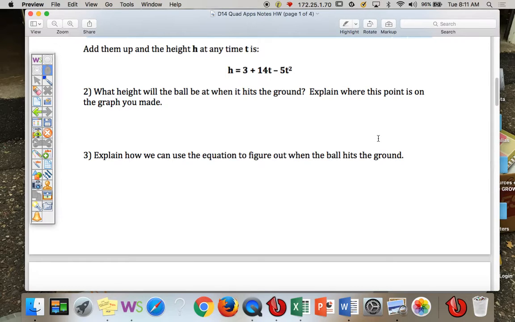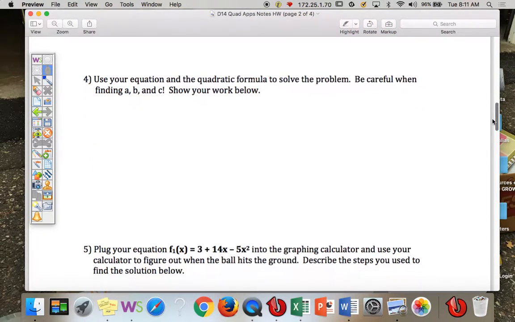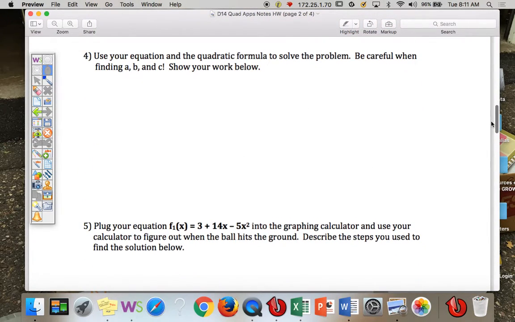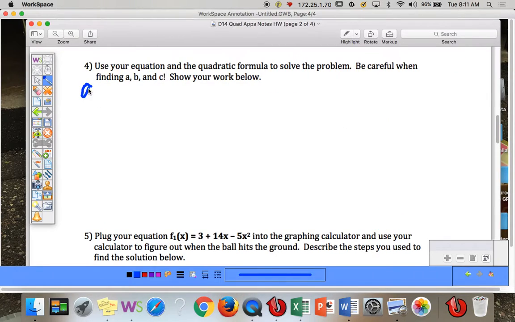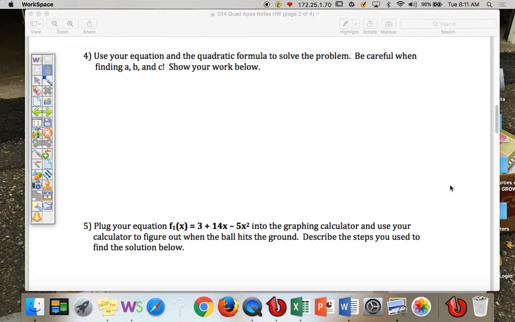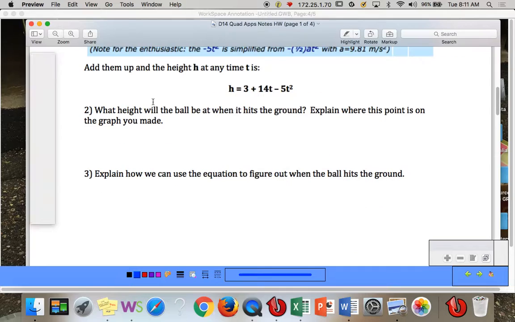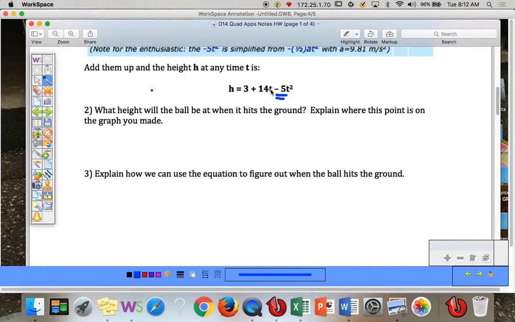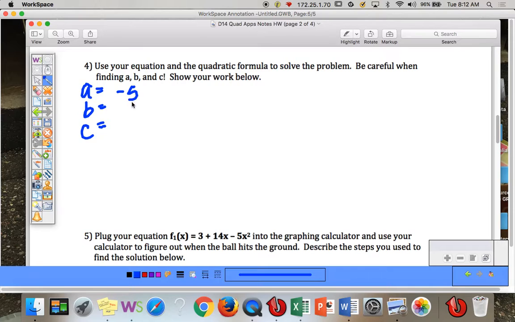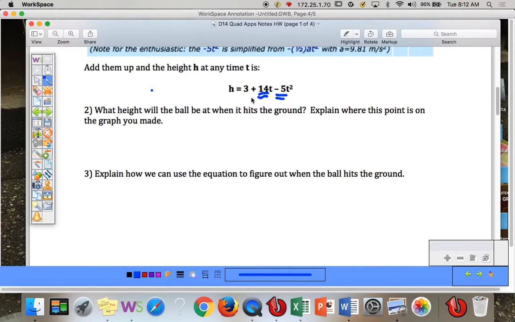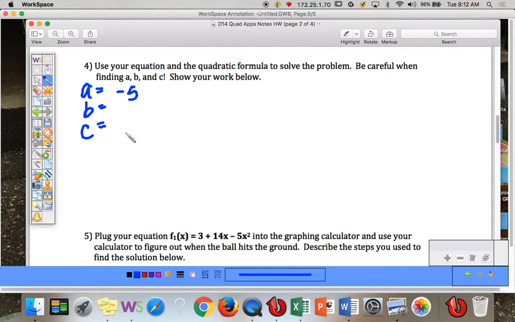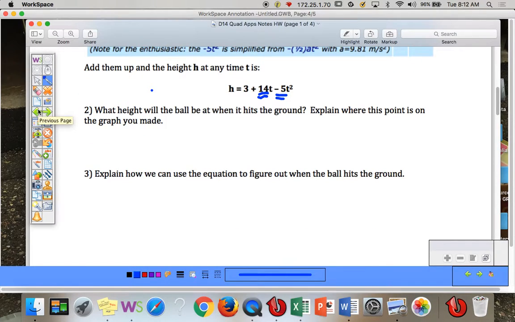Explain how we can use the equation to figure out when the ball hits the ground. Well, we can use the quadratic formula. And so let's do that. It says, use your equation and quadratic formula to solve the problem. Be careful when finding A, B, and C. Show your work below. All right, so the first step is to identify A, B, and C. Let's take a look at our equation then. So A is the number next to the t squared, and here it's -5. B is the number next to the t, so that's 14. And C is the number by itself, so in this case C is 3.